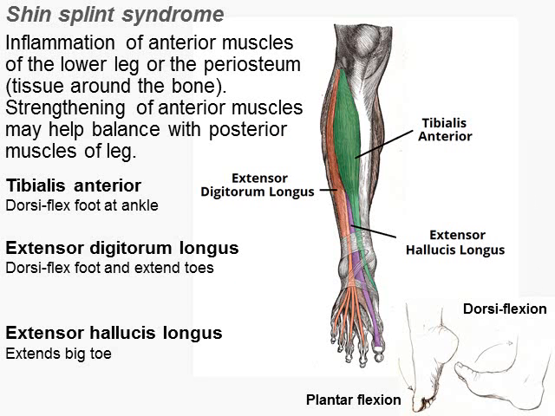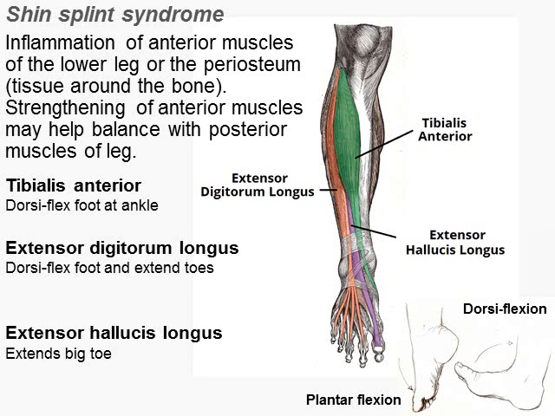Shin splint syndrome often involves inflammation. Now, it can be the periosteum, which is the tissue around the bone that's inflamed, in which case rest is a good solution. But sometimes the anterior muscles of the lower leg are inflamed, and a little strengthening of those muscles may help them counterbalance the action with those antagonistic posterior muscles of the back of the leg.